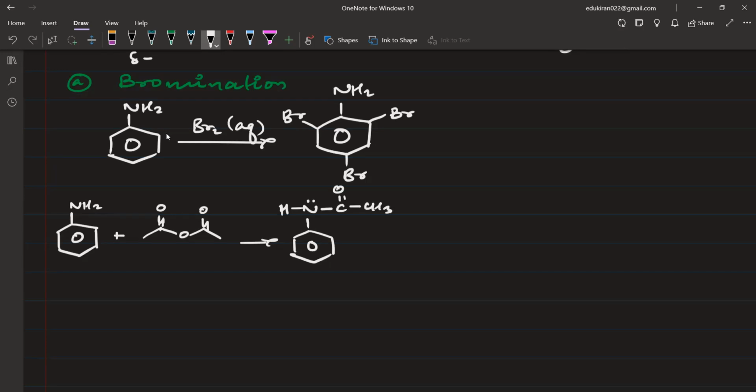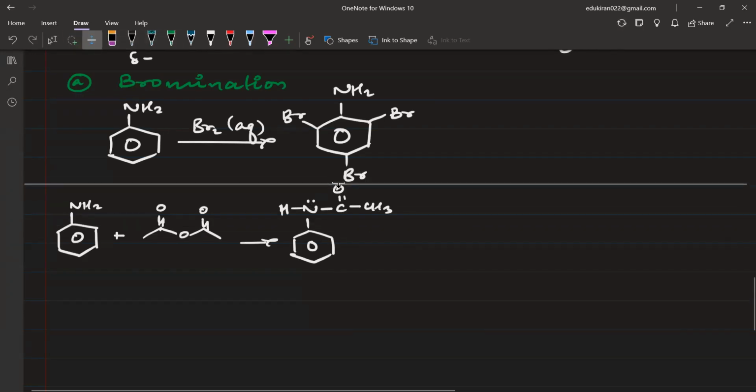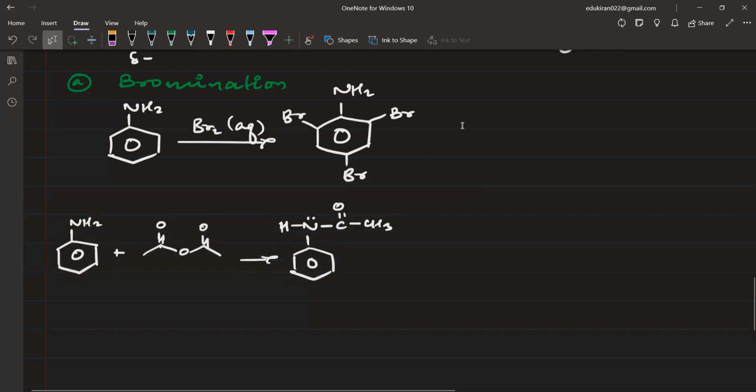Okay. Now, if you look at this particular lone pair of electrons on the nitrogen atom, this nitrogen atom's lone pair can have a resonance with the benzene ring, right? And it can also have a resonance with what? It can also have a resonance with this carbonyl carbon. Okay. So it is not completely available for the benzene ring. It is also available for this oxygen atom. So it is less available for the benzene ring, and that is why it becomes less activating.